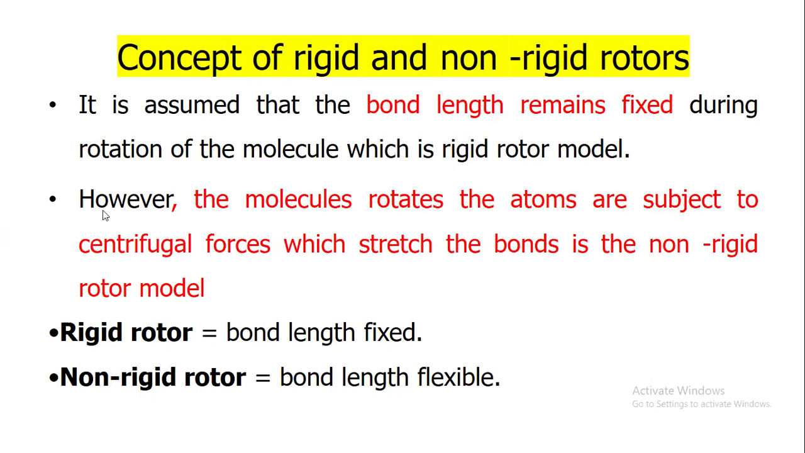However, when molecules rotate, the atoms are subject to centrifugal force, which stretches the bond. This is the non-rigid rotor model. In short, rigid rotor: bond length fixed; non-rigid rotor: bond length flexible.